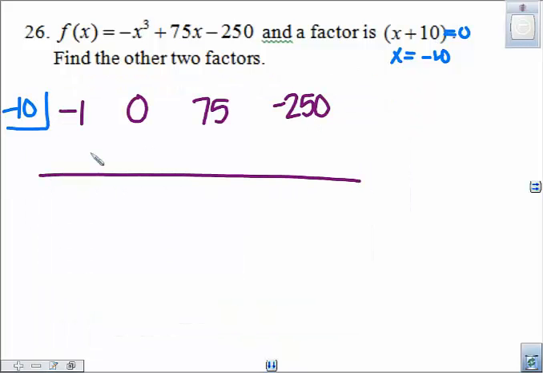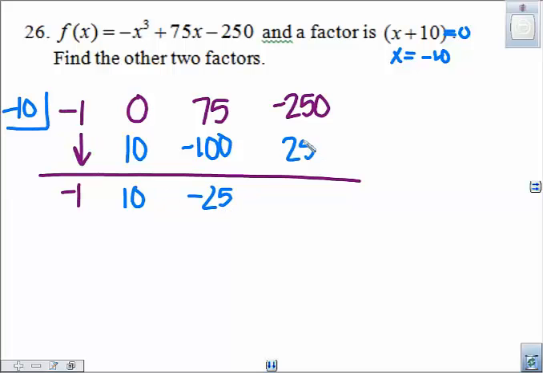Draw your line. The first one comes straight down. Okay, when we multiply, we get a +10. Add +10. Multiply -100. Add -25. Multiply +250, which leaves us with a remainder of 0. Okay, we started with cubed, so this is now squared. So this is -1x squared plus 10x minus 25.